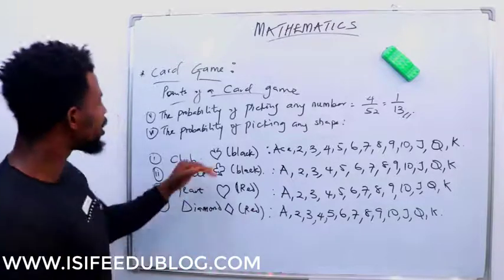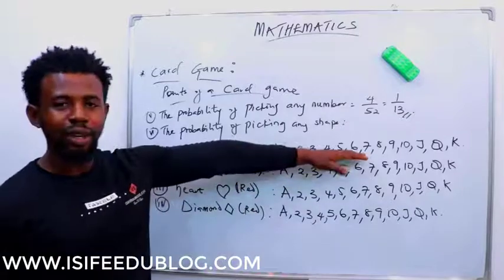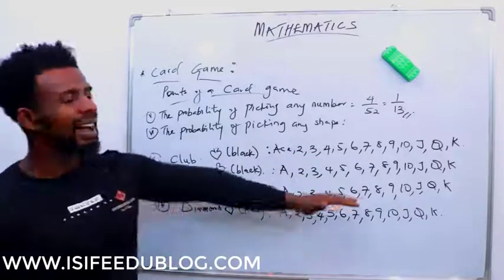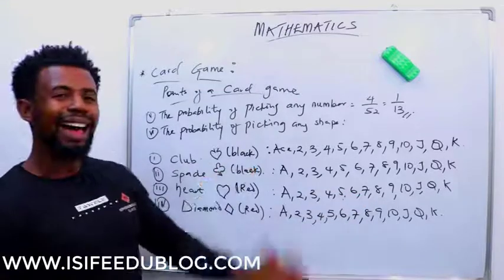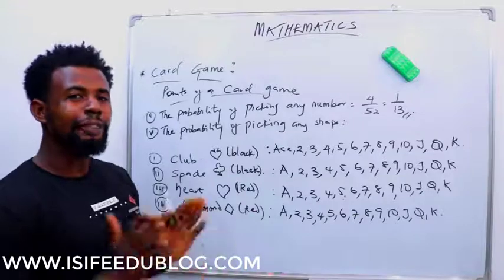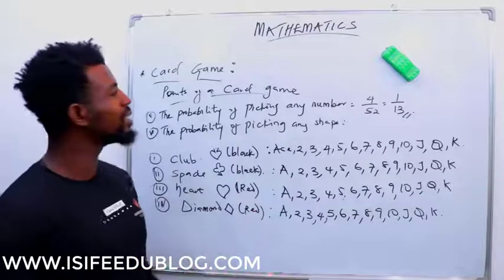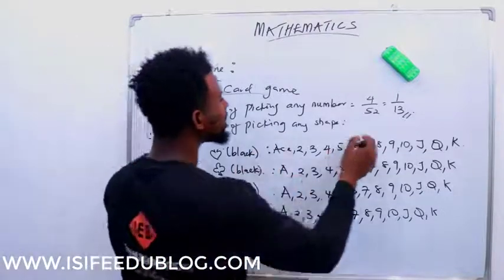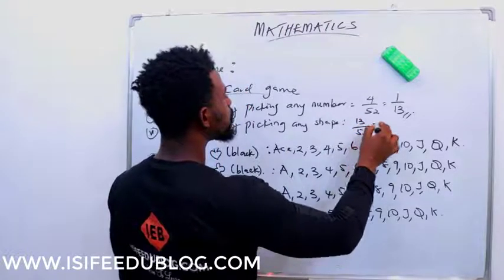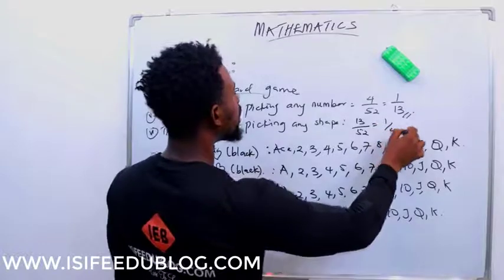So it means that for my club, I have 13 clubs. For my spade, I have 13 spades. For my heart, I have 13 hearts. For my diamond, I have 13 diamonds. So the number that every shape possesses is 13. So the probability of picking any shape is 13 all over 52, which is equal to 1 over 4.